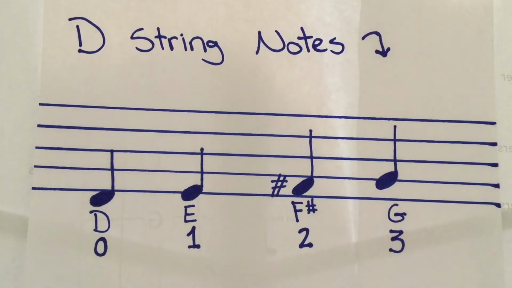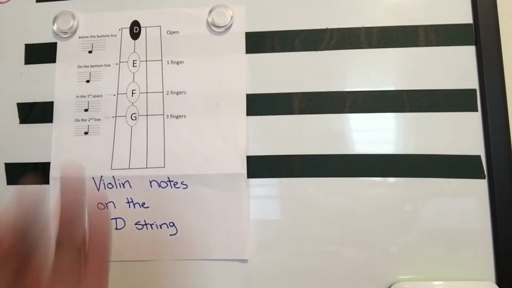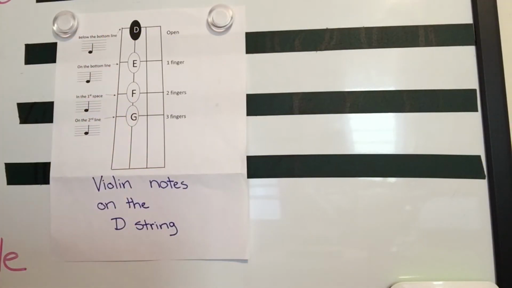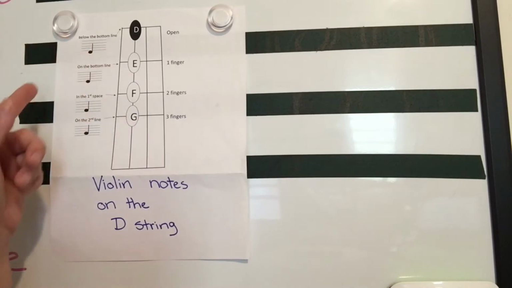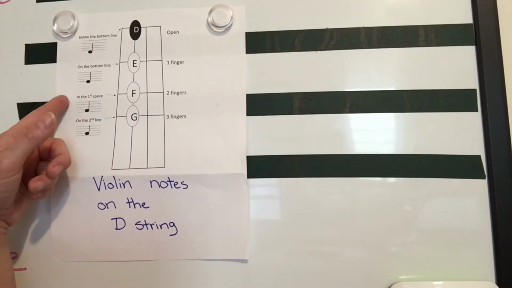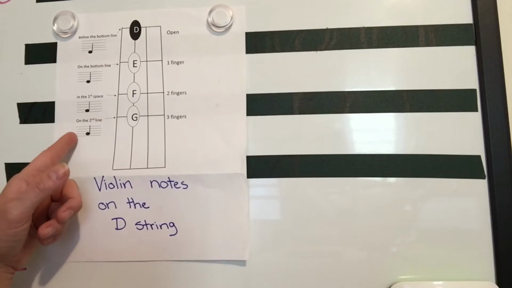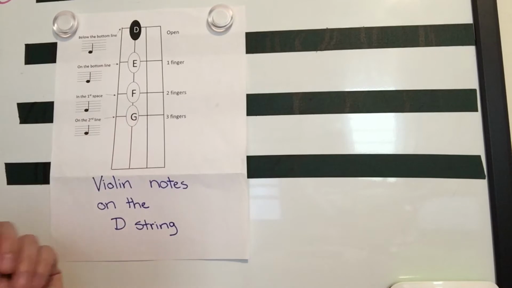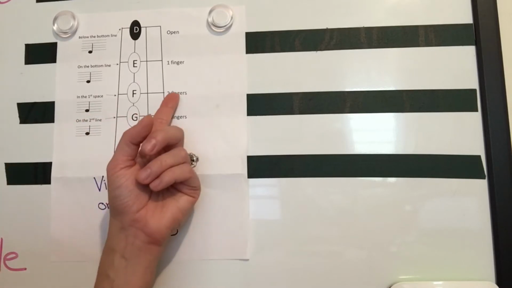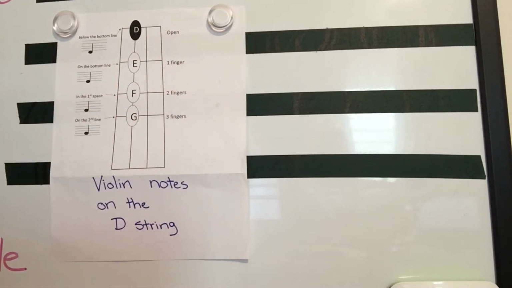So let's look at them on the violin. First of all, here is a paper that I have posted in our Google Classroom. It's showing you not only the notes and a little description, right? Your D is below the bottom line, on the bottom line, in the first space, on the second line. So not only is it showing you again where they are on the staff, but here it's showing you how many fingers you're putting down on the neck of your violin to play that note.